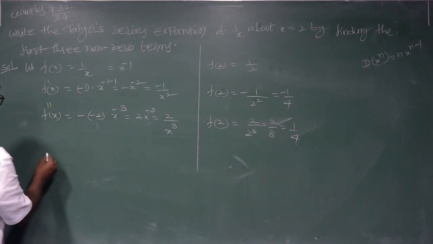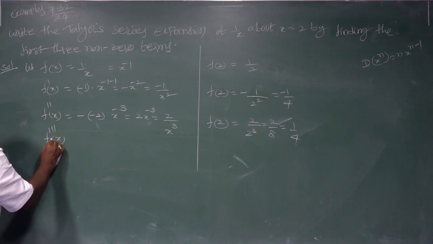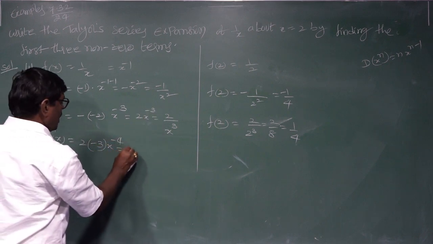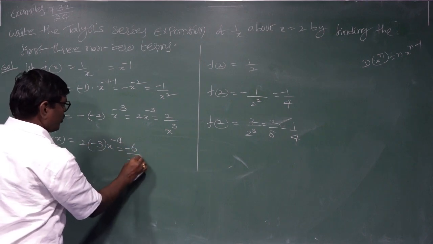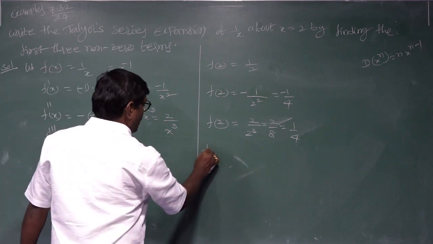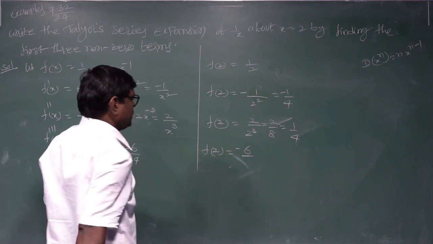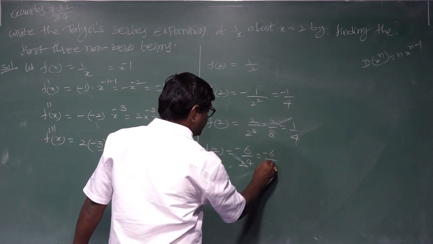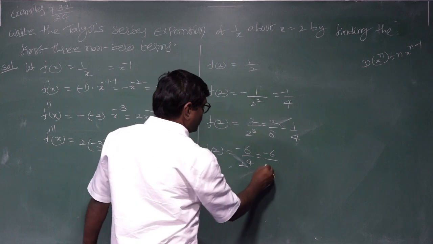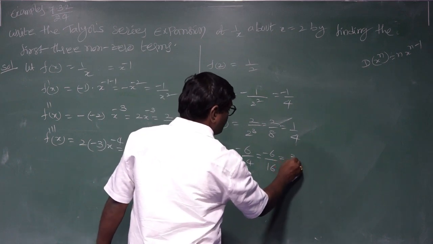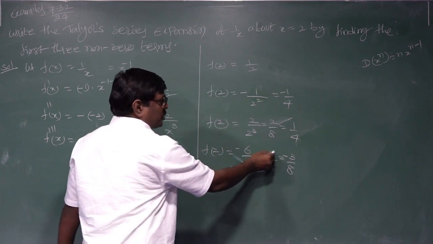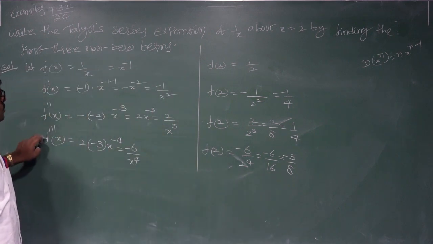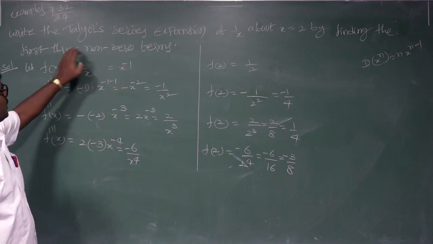Next, this is the derivative. f triple dash x equal to 2 into x power of minus 3, which is minus 6 by x power 4. f of 2 equal to minus 6 by 2 power of 4, equal to minus 6 by 16. 2 into 2 into 2 into 2 equals 16, so this is minus 3 by 8. This is the value up to the third derivative.